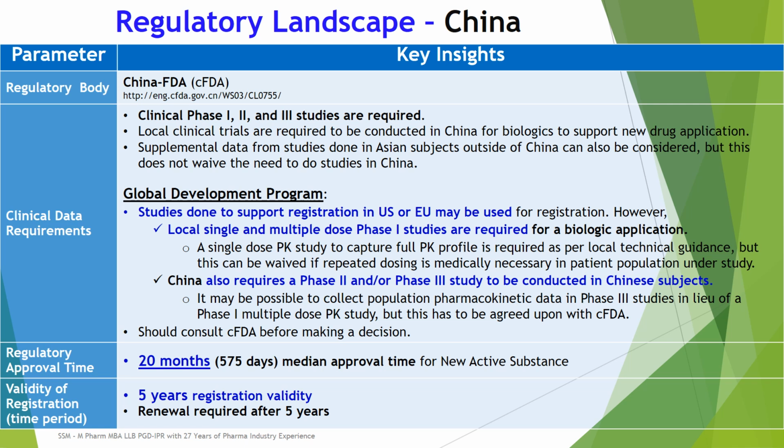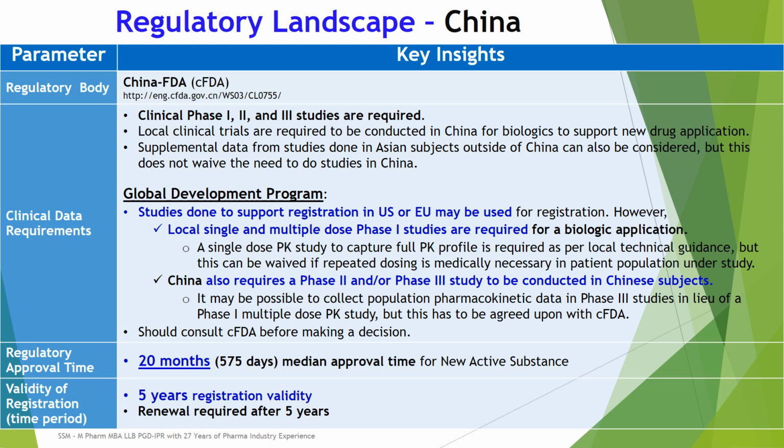Requirements in China. China FDA is the regulatory agency. Phase 1, phase 2, and phase 3 studies are required. Local clinical trials are required to be conducted in China for biologicals to support new drug application. Supplement data from studies done in Asian subjects outside China can also be considered, but this does not waive the need to do studies in China.